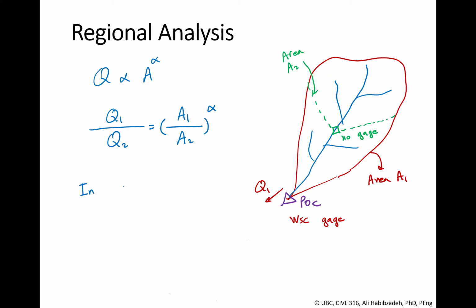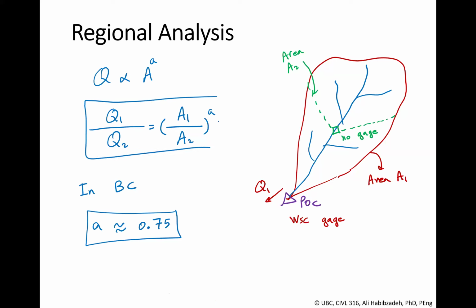In BC, again, that manual that I showed you, alpha is estimated to be A or alpha, doesn't matter. I think I used A, so let's keep it consistent. A is approximately equal to 0.75.